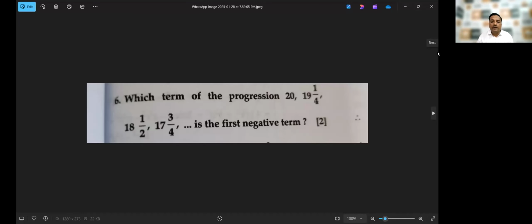Okay, so the next question is: which term of the progression 20, 19 1/4, 18 1/2, 17 3/4 is the first negative term? So this is the first time we have got such a question, until now there were no such questions. So we'll do it now.